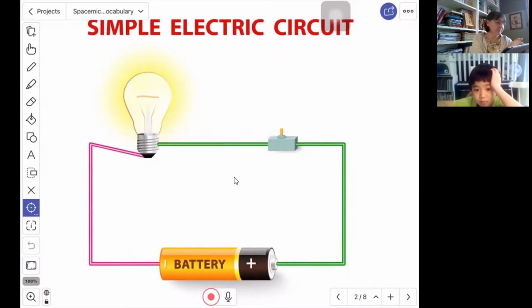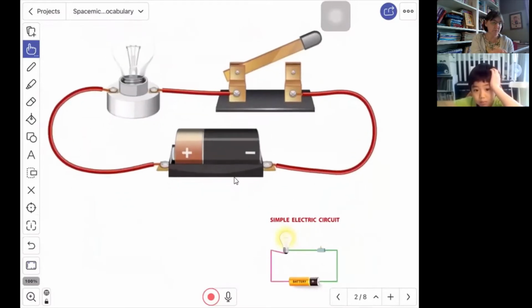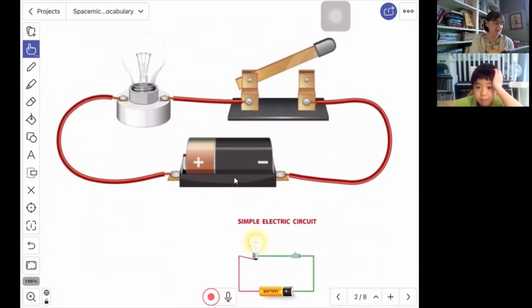Okay, so another picture of one here is this one. So you can see also that it's a circle, right? It's all connected. So here's the light bulb. Here's the battery. Here are the wires. It connects from this positive wire to the positive end of the battery to this side of the light bulb. And then from the negative end of the battery comes over here to the switch. And then that connects to the light bulb. So the switch, if it goes down, then it's all connected and the light will go on. But if the switch goes up, then it's not all connected and the light will go off. And that's called a circuit, an electric circuit, okay?